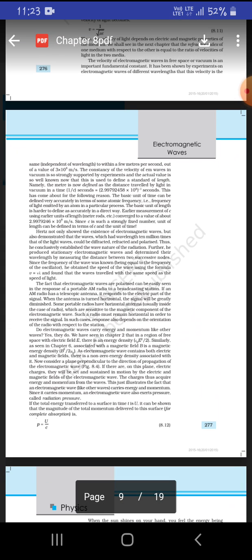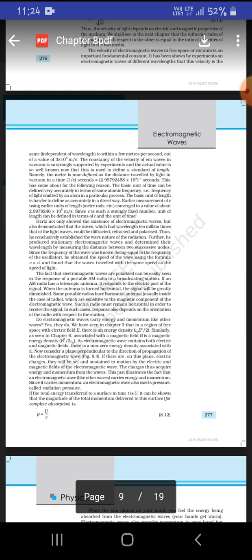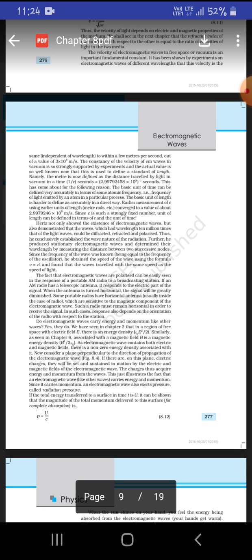Next, electromagnetic waves of different wavelengths have the same velocity, independent of wavelength, to within a few meters per second out of a value of 3 × 10^8 meters per second. The consistency of the velocity of electromagnetic waves in a vacuum is so strongly supported by experiments that the value is now so well known that it is defined, and used to define the standard of length.